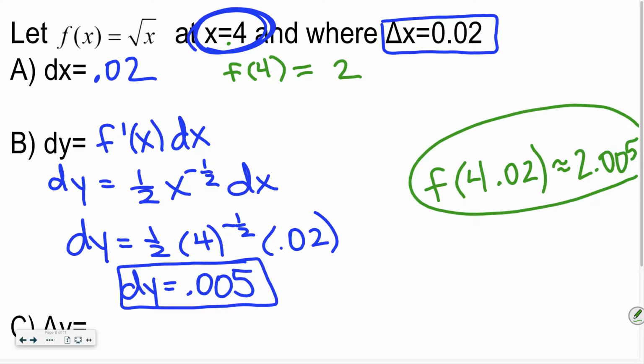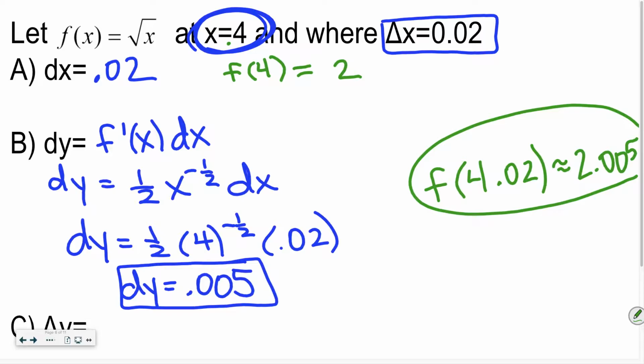Okay, so all I did here was we started at x and we moved over 0.02. So that means our x value is now 4.02. We started with a y value of 2 and we changed 0.005 positively. So now we're at 2.005.